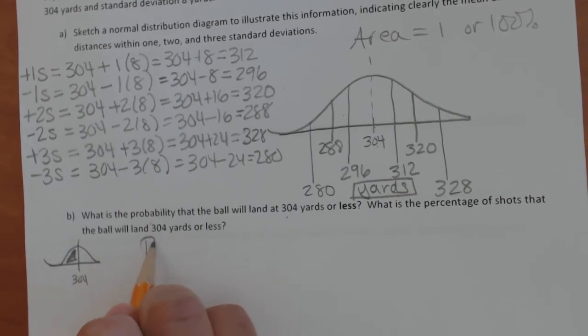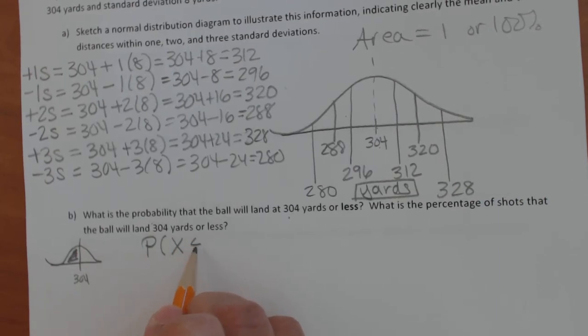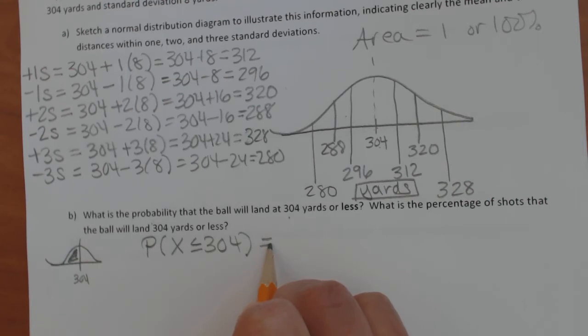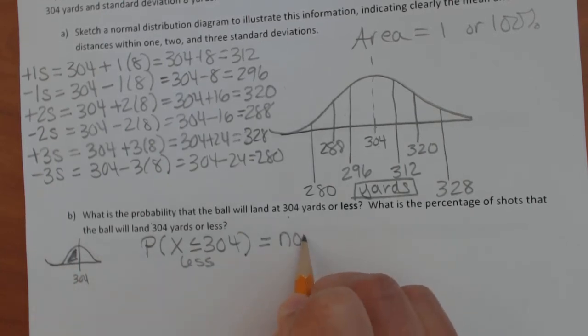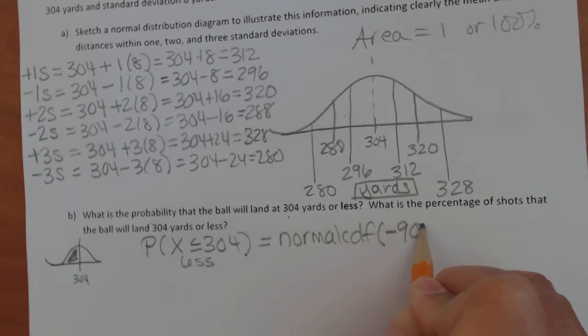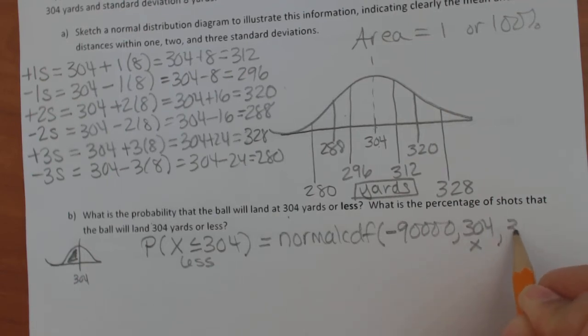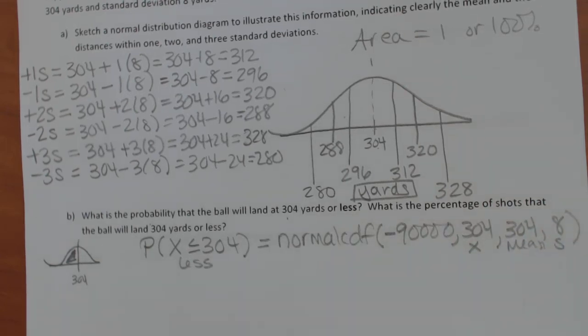So let's use our calculator, and this is where you take your calculator sheets out and you follow along with the directions. So our calculator says in order to find less than, which is this shaded area over there, we're going to do a normal CDF, and we're going to put the numbers negative 90,000, comma. We put the number that they gave us, we call that the X. We put the mean, and then followed by the standard deviation. Please don't forget your commas.